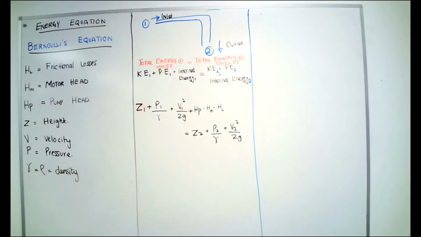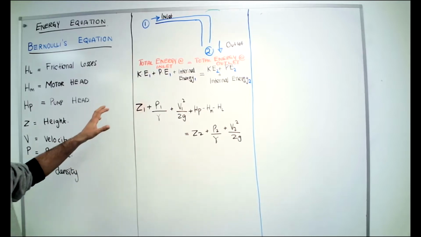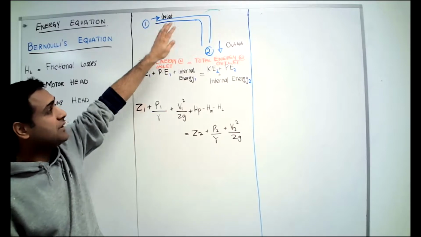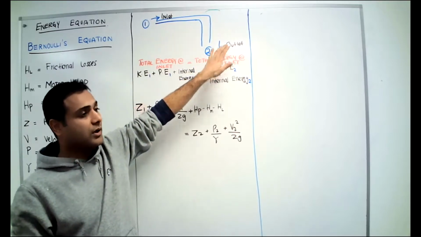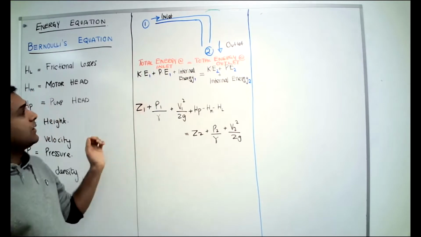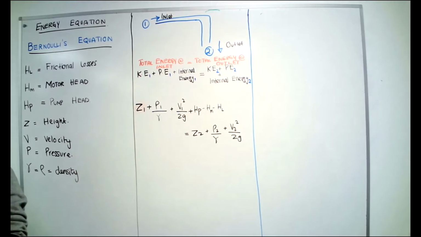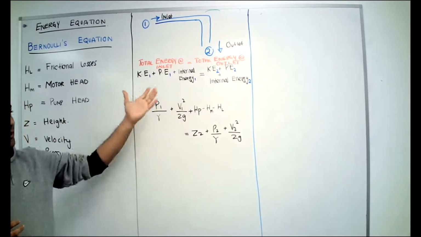Okay. Now, when we have a look at the Bernoulli's equation, we say total energy at the inlet should be the same as total energy at the outlet. Now, energy comprises various factors. It can be kinetic energy, potential energy, or internal energy. So if one energy decreases, the other will increase, to make sure all the equations are equal.